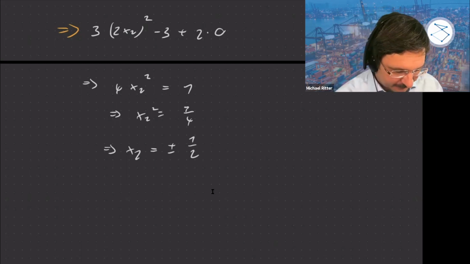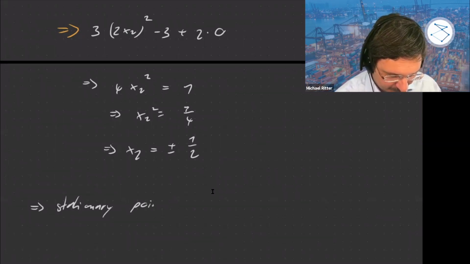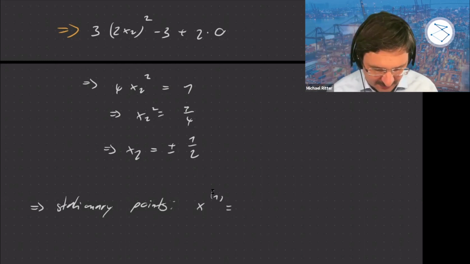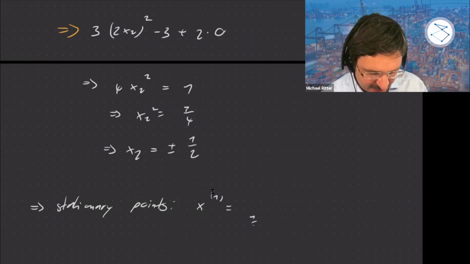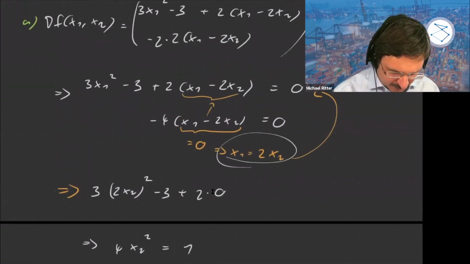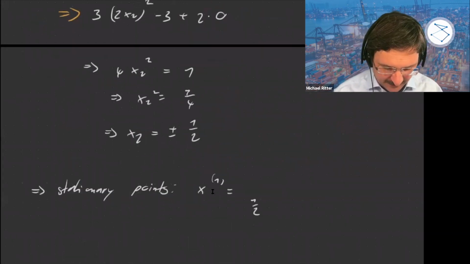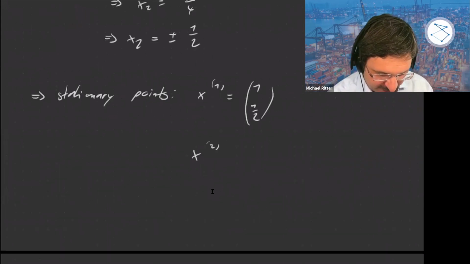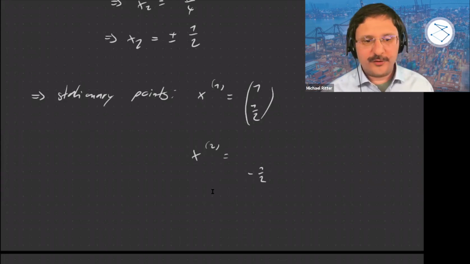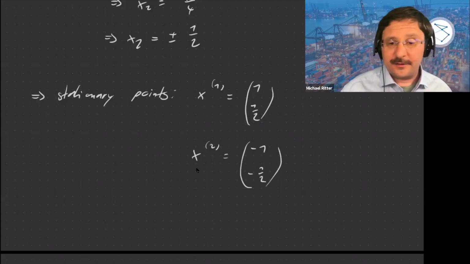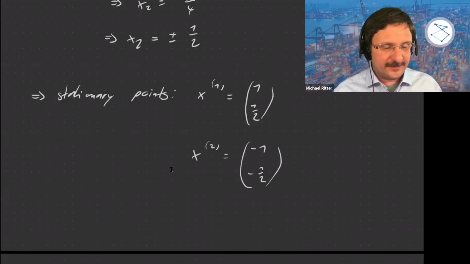So what we get is the following stationary points. Let's call those x1 and x2. For the first, we take x2 to be 1 over 2. And remember, x1 needs to be 2x2. So that would simply be 1 then. Or the second stationary point that we get is for x2 equals minus 1 over 2. And again, x1 needs to be twice that value, so minus 1. Right, so those are the two stationary points that we get here.